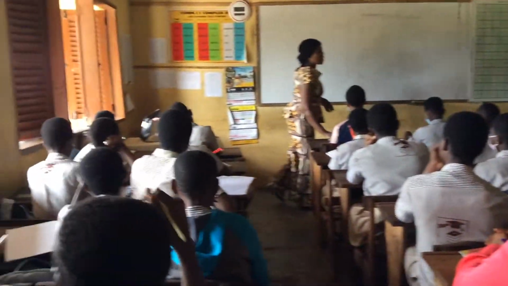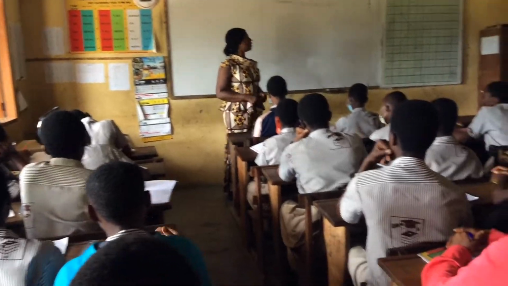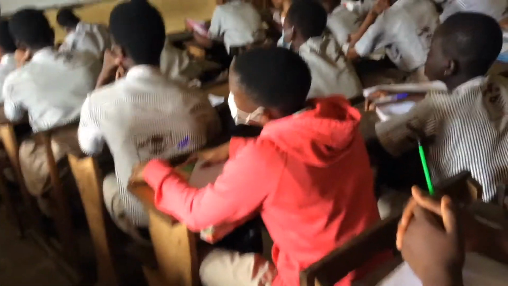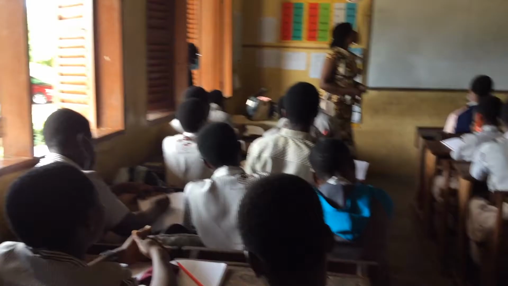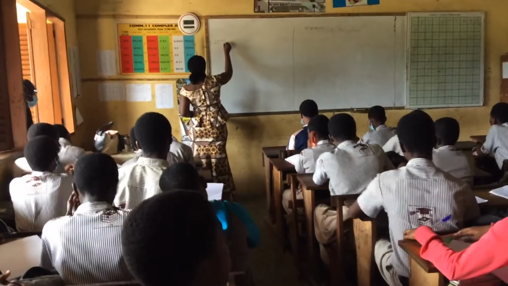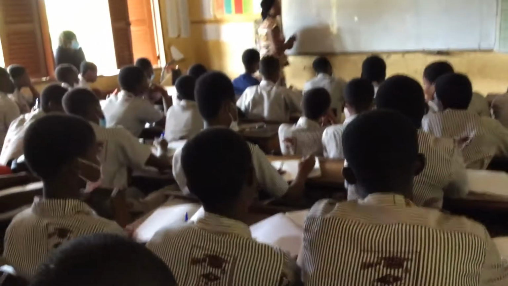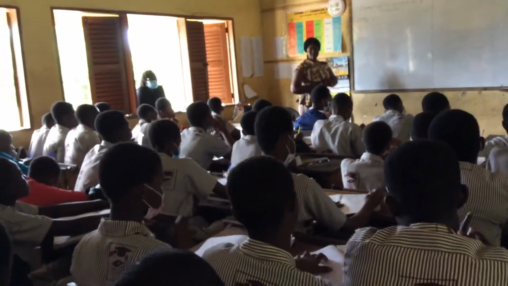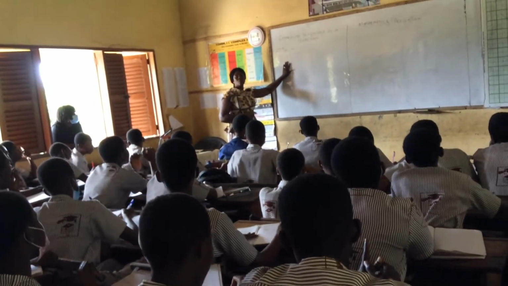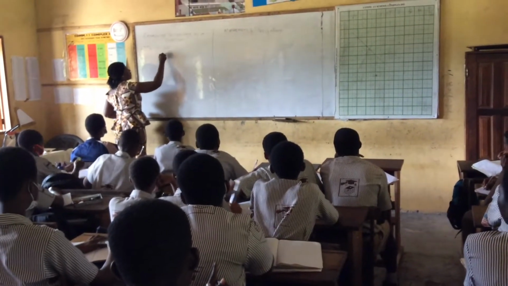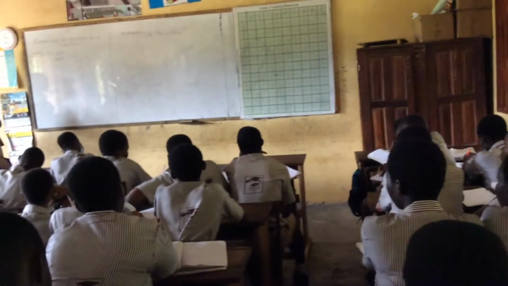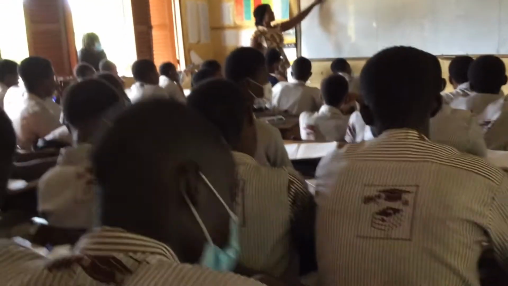So we are going to look at how to express a number as a percentage. Let's first look at how to express a percentage as a fraction. So let's start with 20%. To express this as a fraction, percent means what? Out of 100. So this is going to be 20 divided by 100. So 20% means 20 divided by 100.